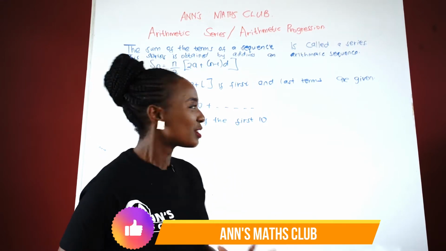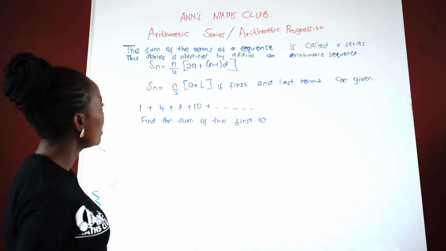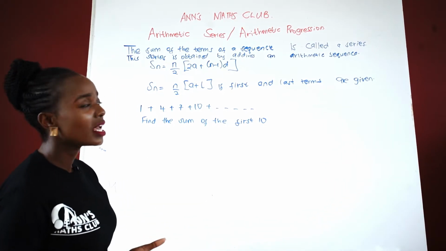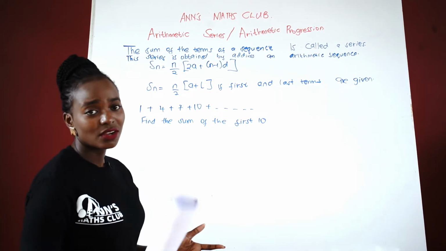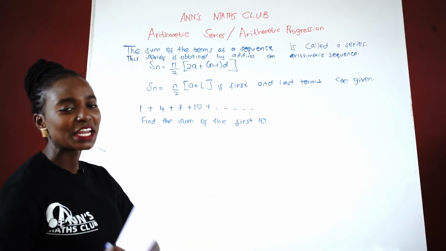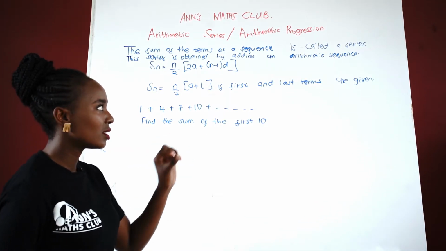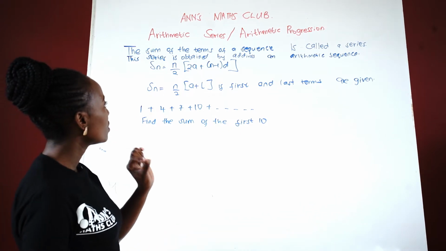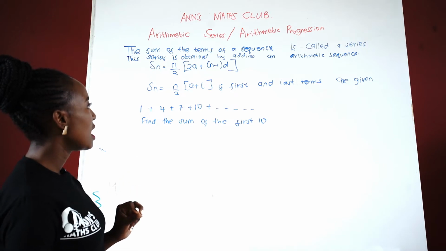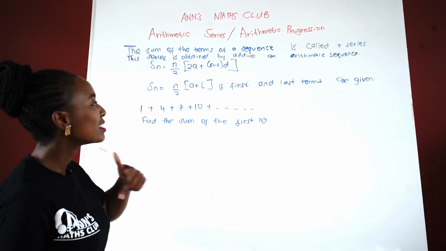Let's get to it. So when we talk about arithmetic sequence, what do we mean? As you can see, the sum of the terms in the sequence is actually called a series. Remember, we looked at arithmetic sequence in our previous video. You could go ahead and check it, and today we are focusing on the series. The series is the sum of the terms of a sequence, obtained by adding an arithmetic sequence.